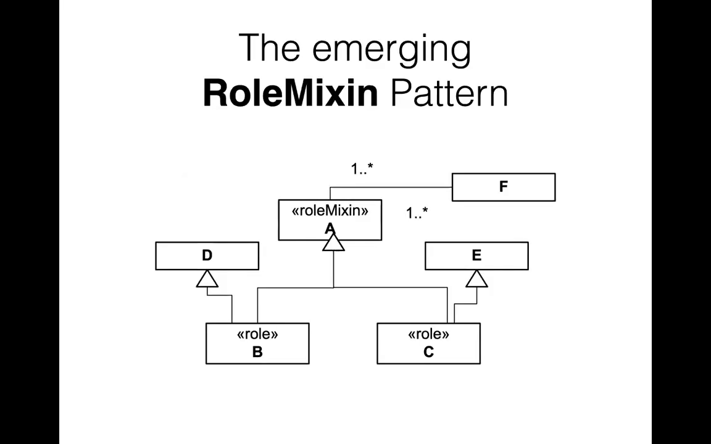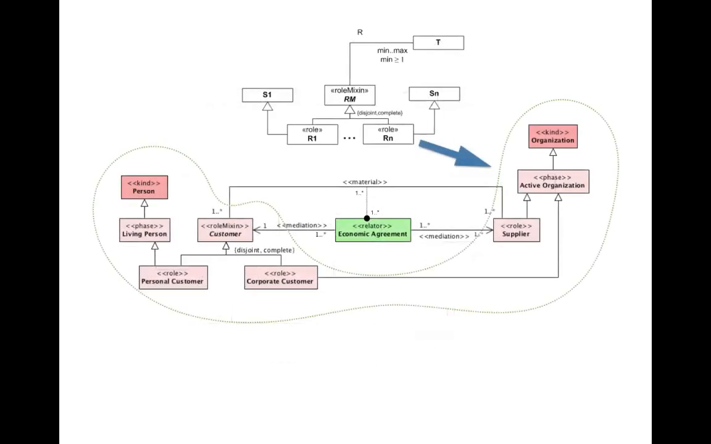And here again, you have a pattern. Every time you have a role mixin, you're going to specialize this in multiple roles, each of them taking an identity from one different kind. And here you have the relational condition. And here is an example. It's a variant of that model. Here I have the role mixin customer, which is specializing in personal customer, which are living people, corporate customers, which are active organization, and a customer is something that participates in an economic agreement with a supplier.